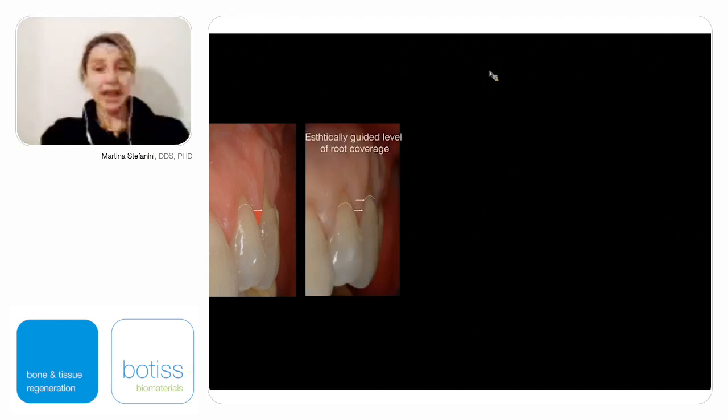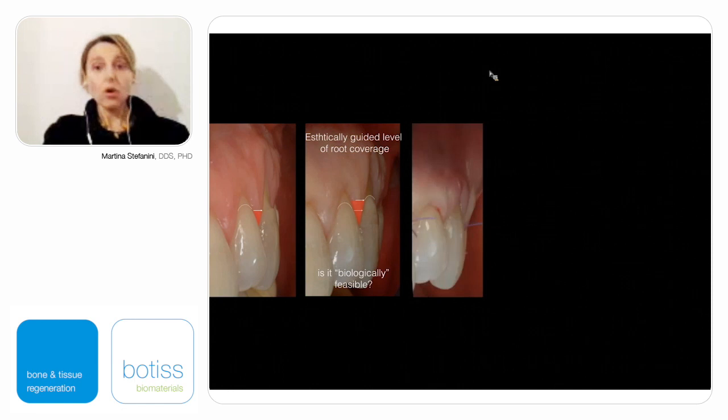And if you look now at this clinical picture, if we rebuild the cement-enamel junction at this aesthetically guided root coverage level, and we analyze the dimension of the new papilla, I can tell you that this papilla can give us the right blood supply to our coronally advanced flap. So in this case, we can now coronally advance the flap above the newly restored cemento-enamel junction.